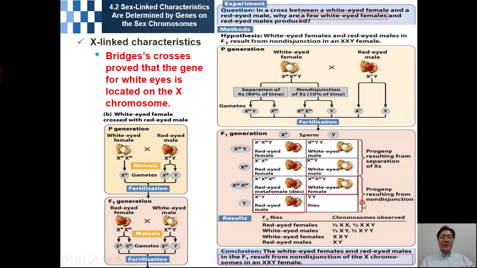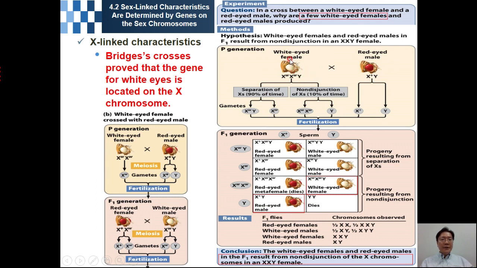So this is one experiment to show this. The question was: in a cross between a white-eyed female and a red-eyed male, they found a few white-eyed females and also a few red-eyed males. Why does this kind of thing happen?